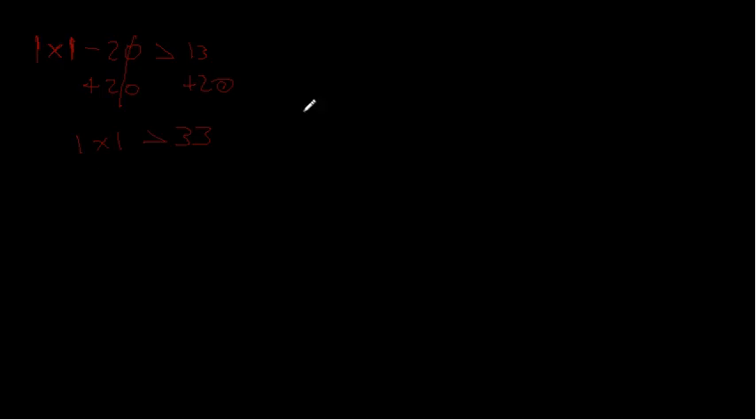So from this point, the next thing that you want to think is, hey, the distance from x to 0 is greater than 33 units. The distance from x to 0 is greater than 33 units. So let's go ahead and draw this up on the number line.